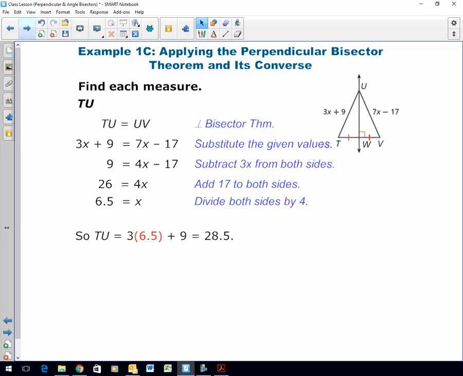Speaking of UT, is anybody a water pen in here? Good deal. Good deal.